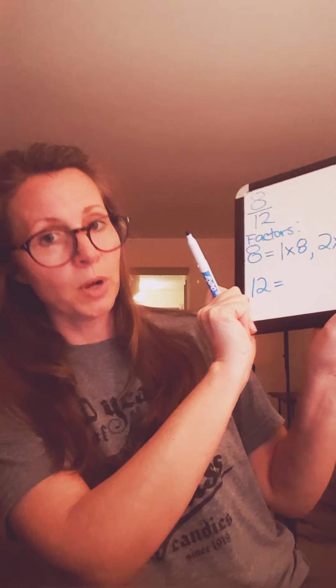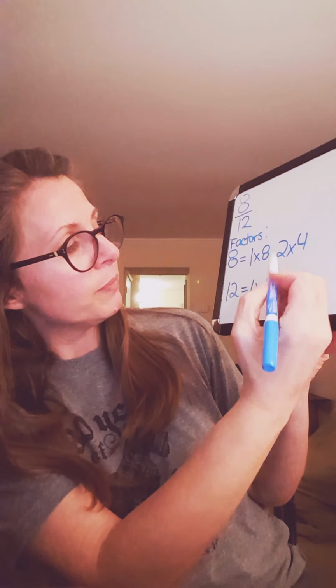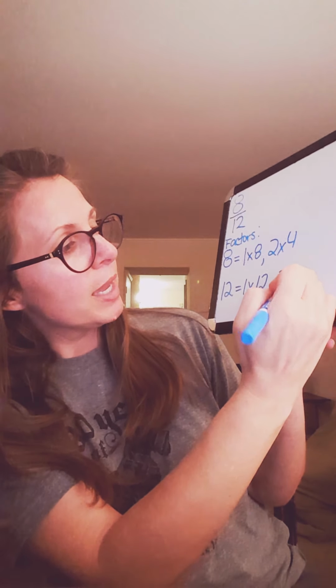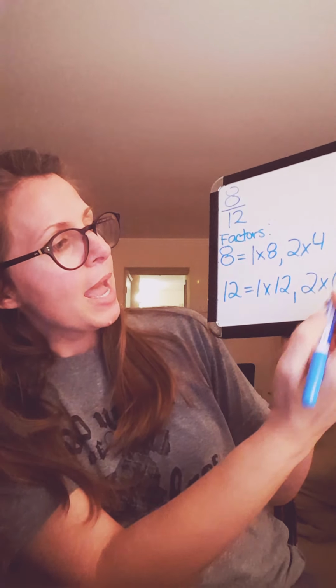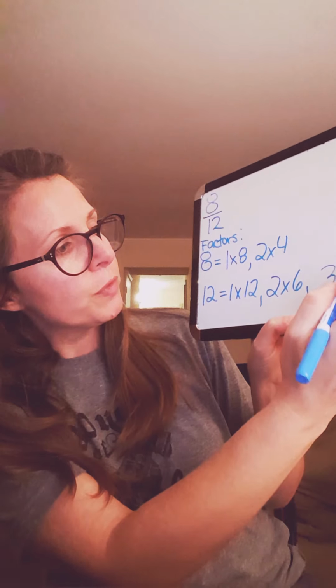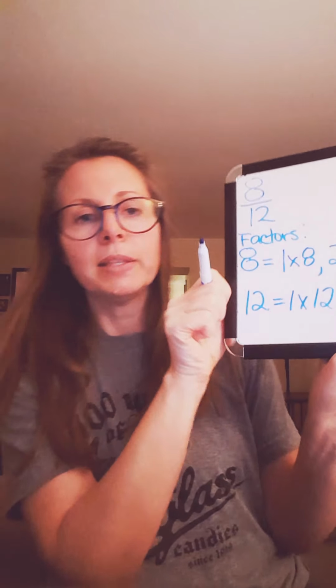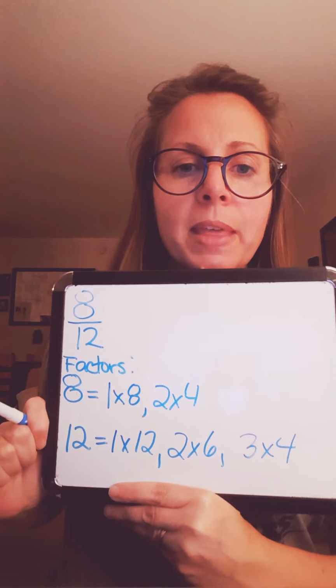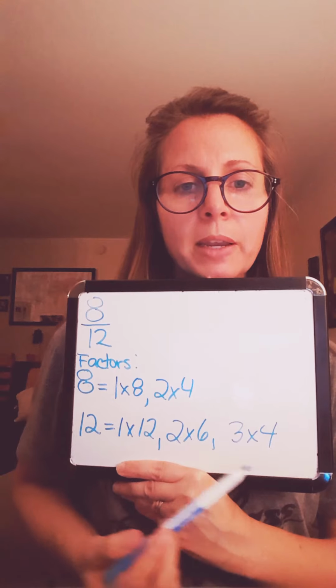And again, I will start with 1. 1 times 12 equals 12. 2 times 6, right? We know our facts, equals 12. And 3 times 4 equals 12. Okay, so we can stop there. And you can see now that we have factors for 12 right here.